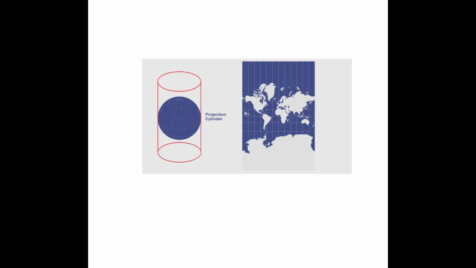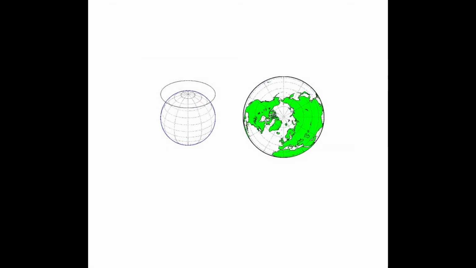And so the line of tangency in a cylindrical one is running along the equator around this way. So they're really nice for a world map as long as you know that the size of the objects has been distorted towards the poles. The next one is the azimuthal one.